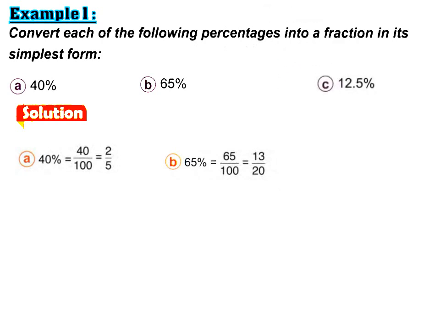Letter C, he gave me 12.5%. As we know, any percentage I put as a fraction, so it equals 12.5 over 100. I cancel the percentage symbol and put 100 in the denominator. So 12.5% equals 12.5 over 100.